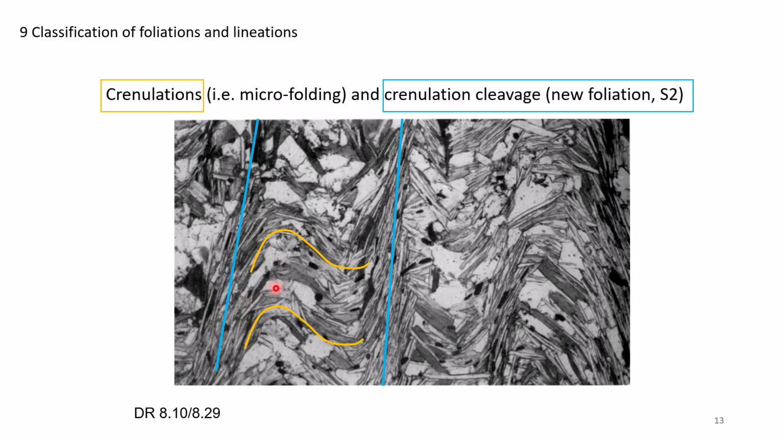So again, the crenulation is the microfolding, which we find in the newly formed second generation microlithons. That would be this area here, as relics of the first generation layering with first generation S1 planes and the microlithons in between. The crenulation cleavage are the newly formed S2 foliations.